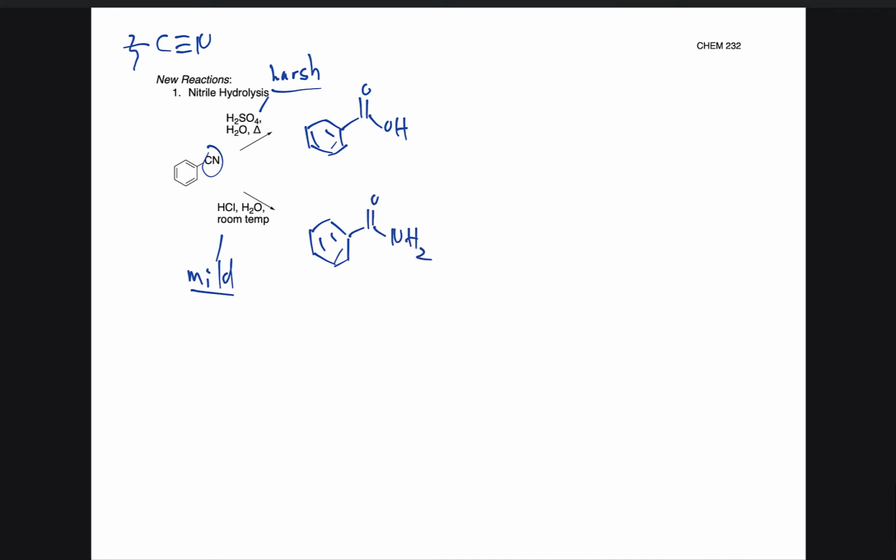We make an amide. I won't go over the mechanism for these. You can look at that on your own. But these are two new reactions we can use to transform cyano groups into carboxylic acids and amides.